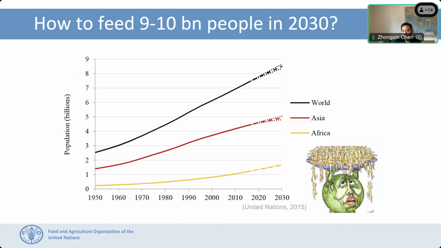The population is growing, and according to the recent FAO report, about 9% of the world population, 780 million people, is in hunger. But the population is still growing, and just as I showed in the first slide, the land for agriculture is quite limited, it's shrinking. So the pressure on agriculture is really, really huge.